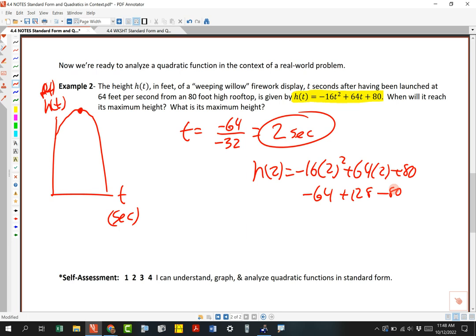Oh, is that right? Oh, plus 80. There we go. Yeah, that looks much better. $144. Yep.